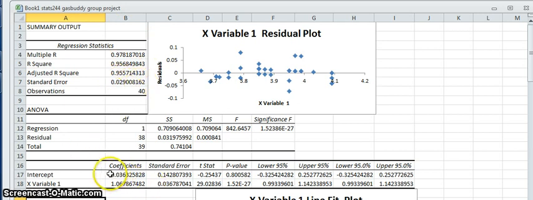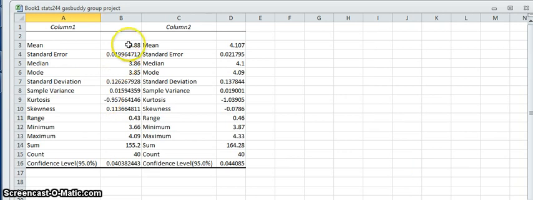We need to find our y-intercept. We also need to find our slope right here. We also need to go in and do some descriptive statistics to find our mean, or x-bar, and we also need to find the sum of all the x's so that we can find the sum of the x's squared.